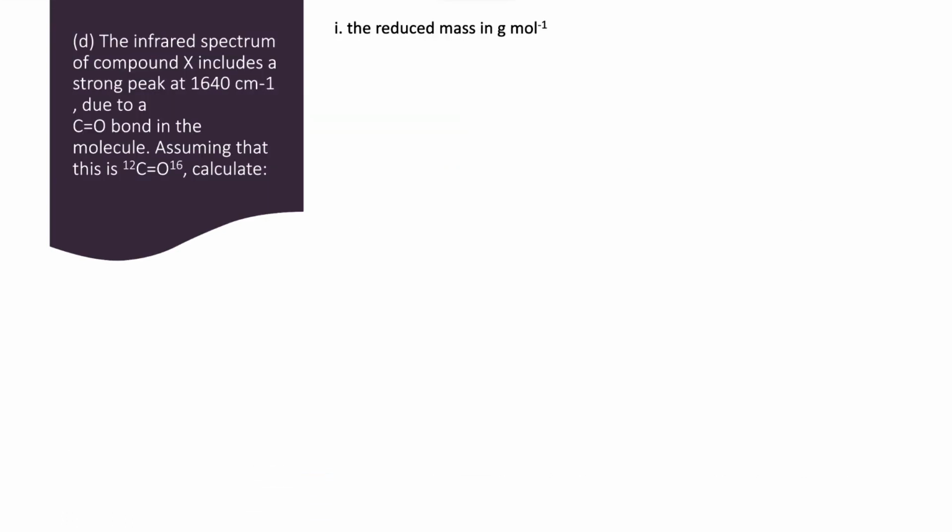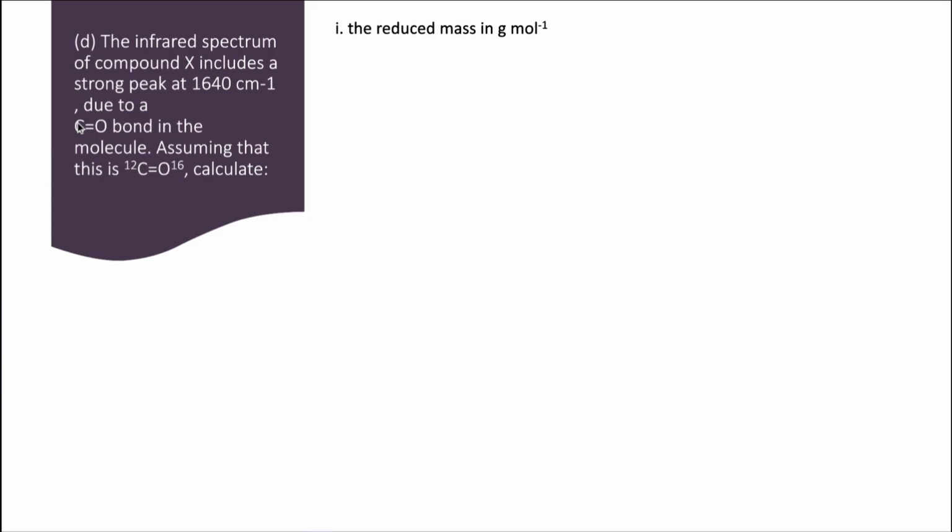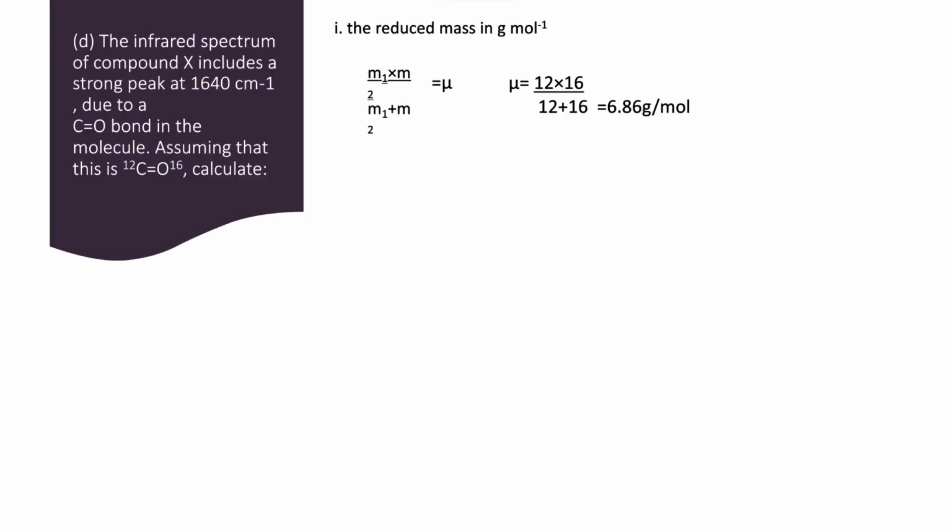Part D. The infrared spectrum of compound X includes a strong peak at 1640 wave numbers due to the C double bond O in the molecule. Assuming that this is carbon 12 double bonded to oxygen 16, calculate the reduced mass in grams per mole. To do this, we need the equation M1 times M2 over M1 plus M2, and that equals the reduced mass. So for carbon 12 and oxygen 16, it would be 12 times 16 over 12 plus 16, which equals 6.86 grams per mole.